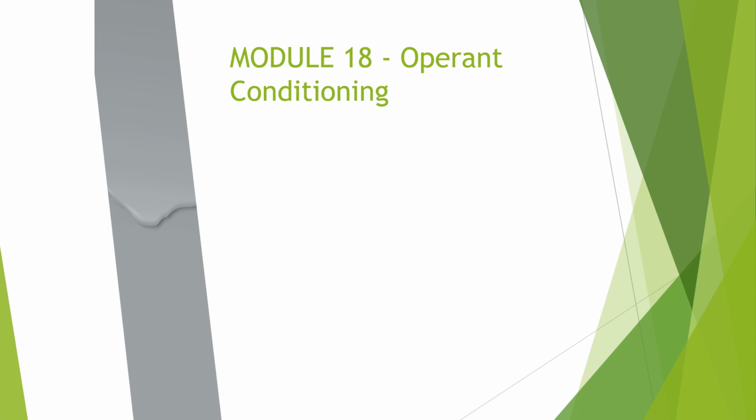Okay, we are now going to move on to Module 18, and we're going to talk about a second type of learning, which is called operant conditioning. A little bit different from what we just talked about in Module 17 with classical conditioning. We're going to discuss two main researchers. We're going to talk about mainly Skinner, and we'll talk about positive and negative reinforcement and positive and negative punishment. And then we'll also talk about schedules of reinforcement.